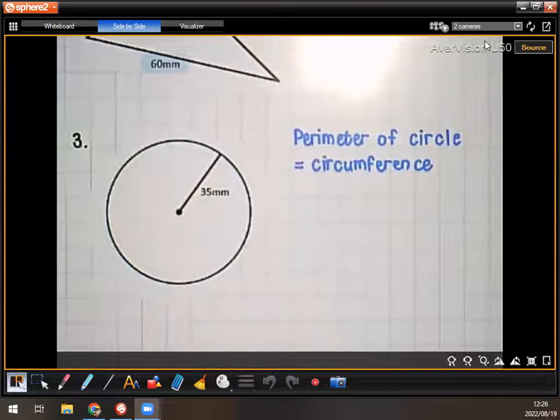If you can kind of imagine, say you made a circle out of a piece of string, or if you lay a piece of string down, going all the way around the circle, you could then stretch the piece of string out and measure it. That would be the circumference.